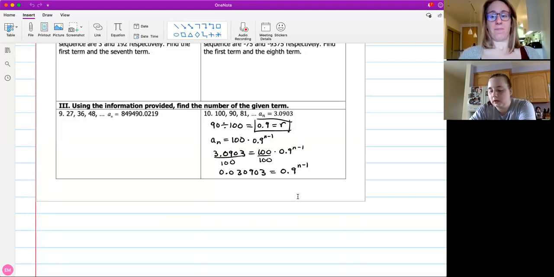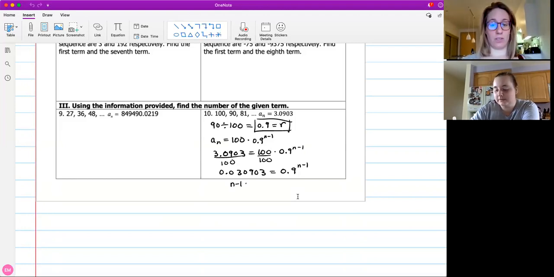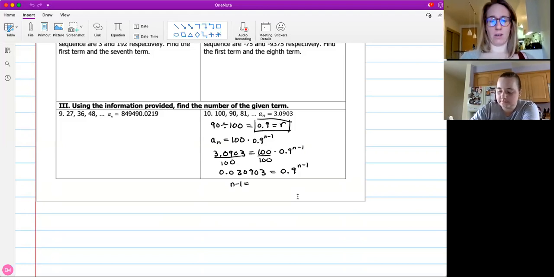And this one is, the n minus 1 goes on. Why can I not remember my log rules? So it should be n minus 1 equals, that's right, I knew that, log base 0.9 of 0.0309. I promise I know my log rules, guys.